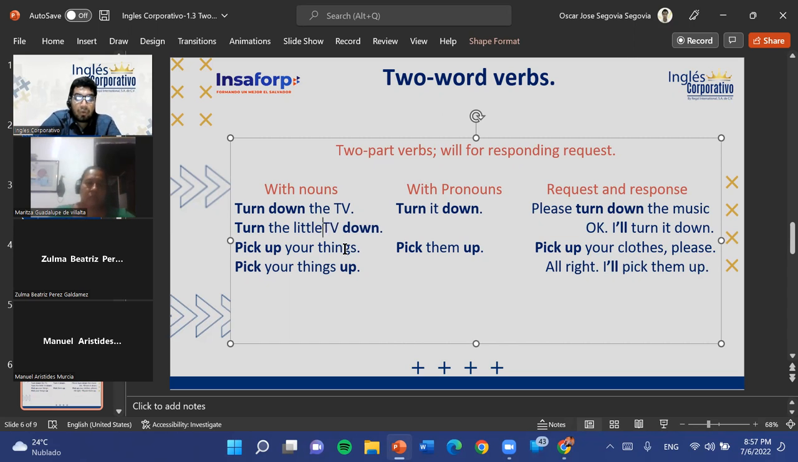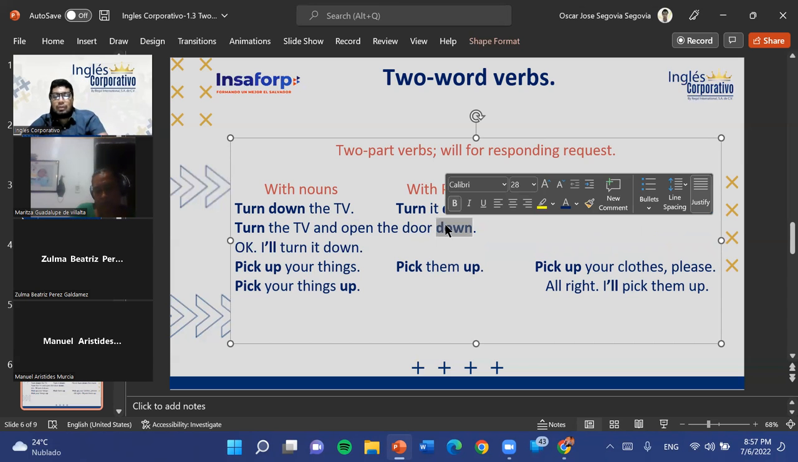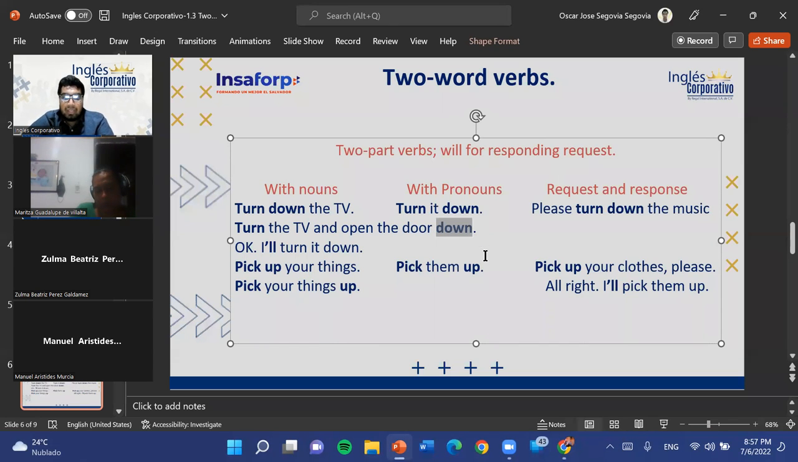But if you go ahead and say, for example, turn the TV and open the door down. Eso ya no se puede, sí, en open the door down. Cualquier cosa así, no, ¿verdad? O sea, no es como que se va a separar tanto como ustedes quieran, sino que, o sea, debe tener un punto justo después de que ya se mencionó el nombre en el cual ya no se va a utilizar.